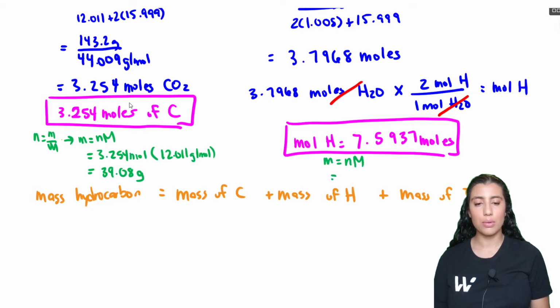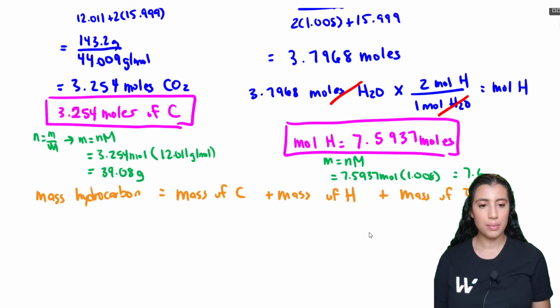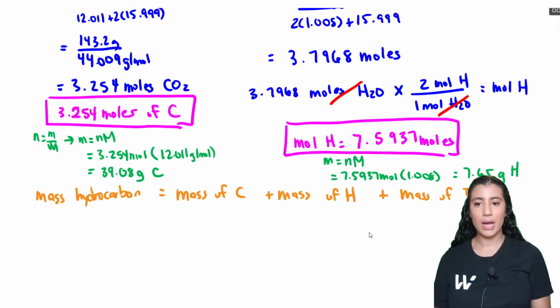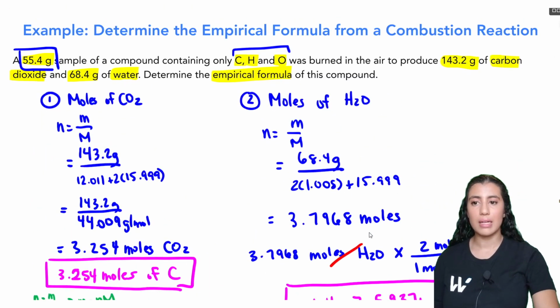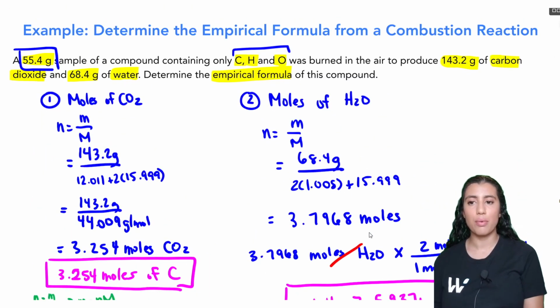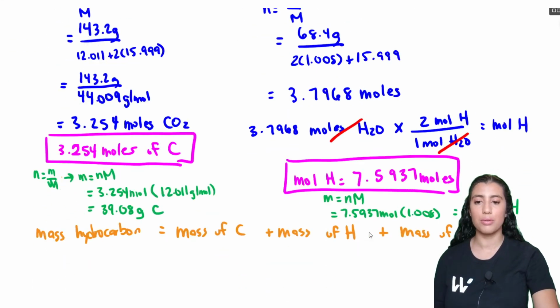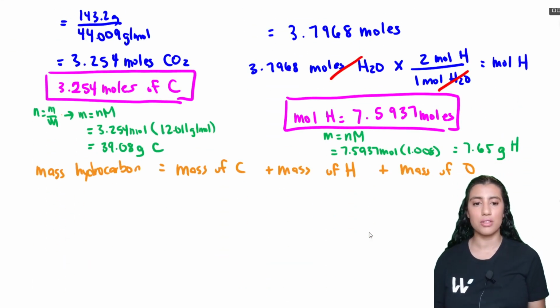Now for hydrogen, we're going to use that same equation. We're going to take the moles, 7.5937 moles, and multiply by the molar mass of hydrogen. And we get 7.65 around there grams of hydrogen. So now we have the mass of carbon, the mass of hydrogen. Let's go back and see what the mass of the hydrocarbon was. It's 55.4 grams.